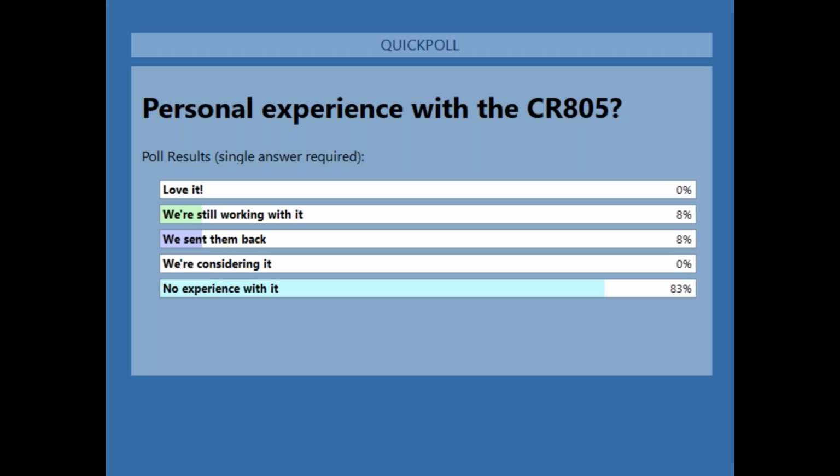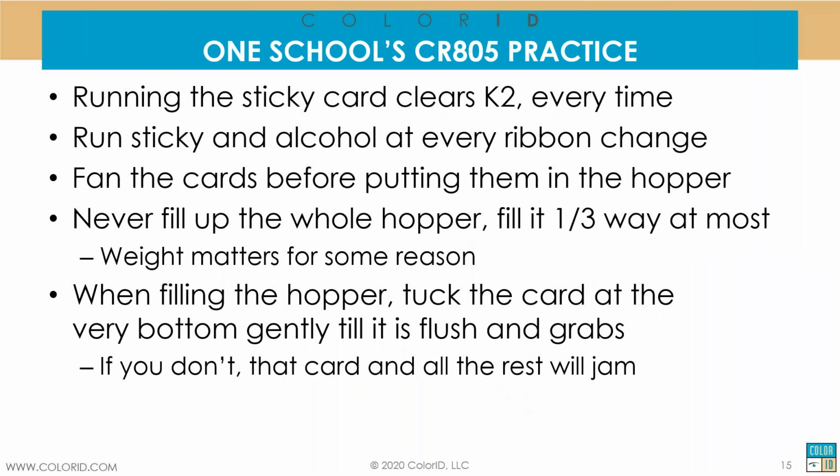So reverse transfer printers are kind of hard to get off the ground. And when manufacturers come out with them the first time, they can take a few years to get the bugs worked out. One school recently emailed us, they have CR805s. They said, well, actually, we're getting along with them okay, but here's what we have to do. We run the sticky card and it clears K2 every time. And every time we change the ribbon, we run a sticky card and we do an alcohol cleaning.